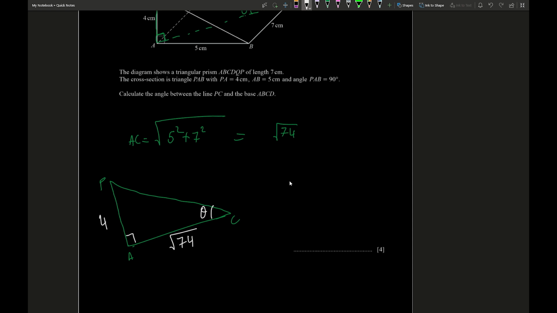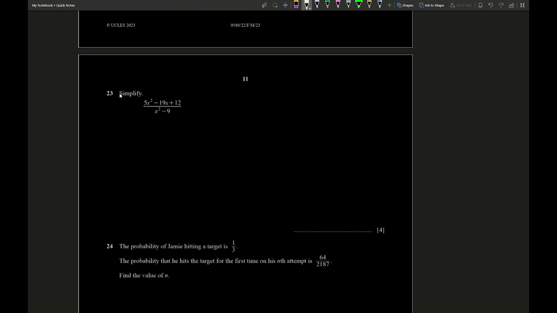You'll use the, what's it called? The SOHCAHTOA trigonometry. So tan of theta would be equal to the opposite divided by the adjacent, which is 4 divided by the square root of 74. You'll take inverse of tan from both sides, so theta is equal to tan inverse of 4 over the square root of 74, which is approximately equal to, one moment, 24.9 degrees. I hope that's correct. Right, on to question number 23.